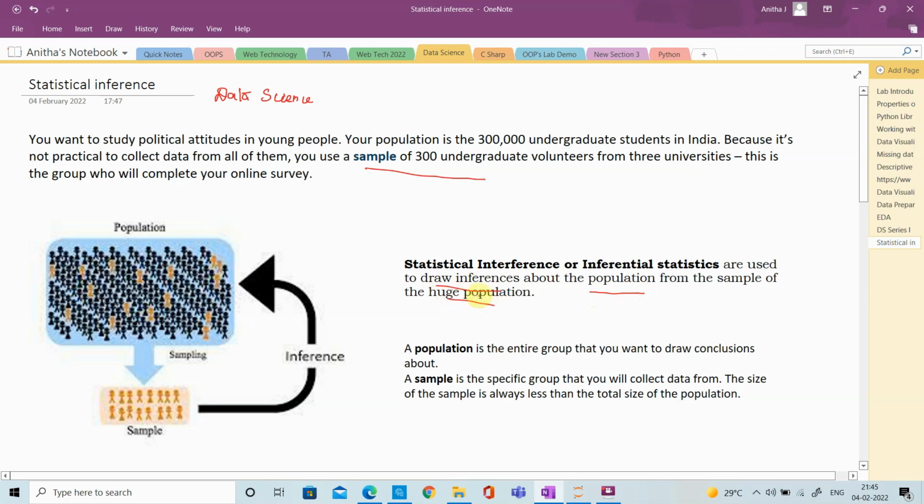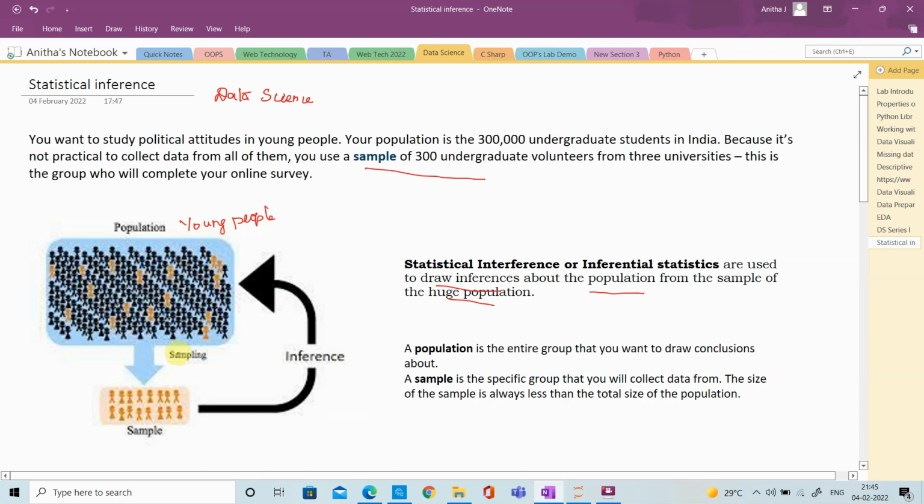Before knowing these words, you need to know what is meant by population. Population is the entire group that you want to draw the conclusion about. For example, I want to know the political attitude of all the young people. So this is my population. I cannot directly go and collect the data from all of them. It is not practically possible.